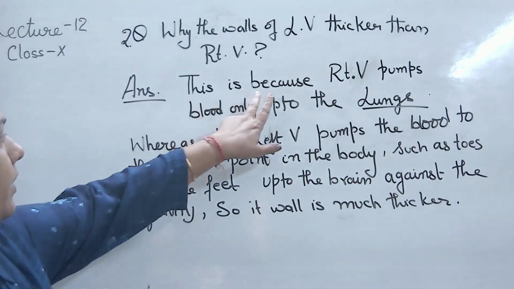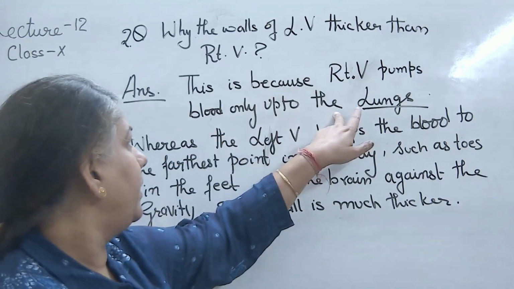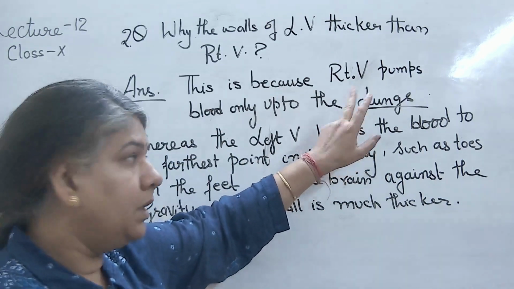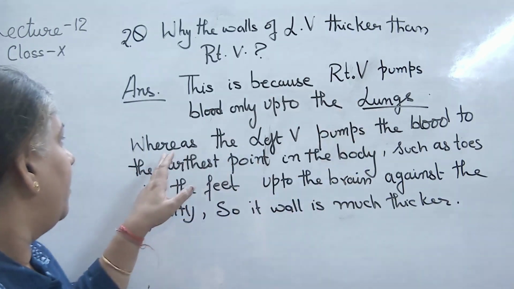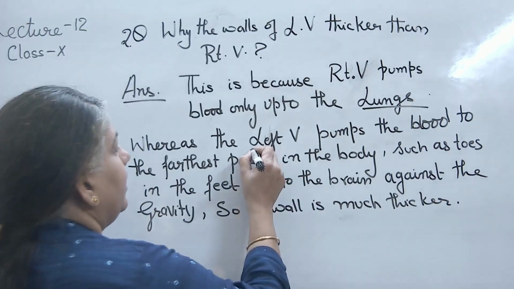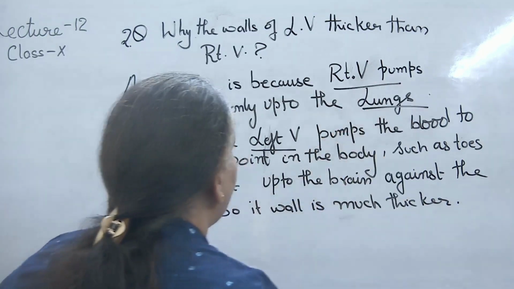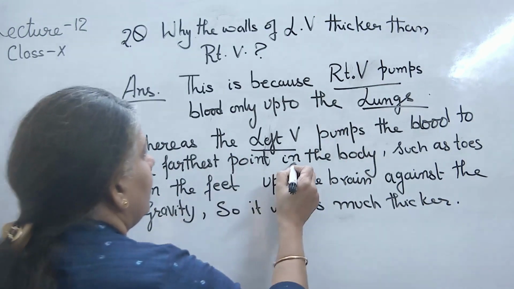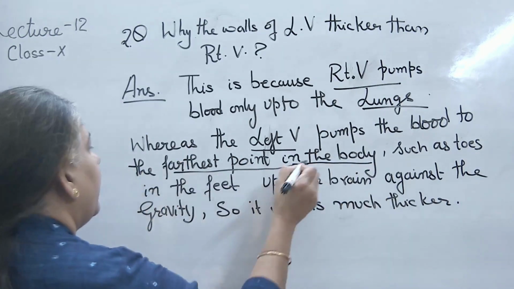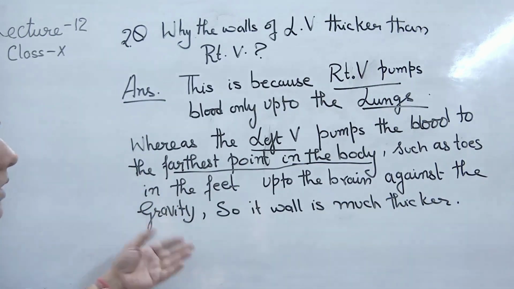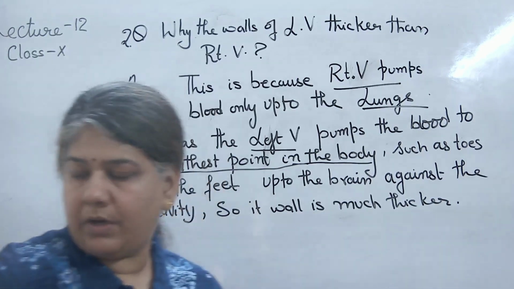So right ventricle pumps blood only up to the lungs, whereas the left ventricle pumps the blood to the whole body, the farthest point in the body. Hence, the walls are thicker. You may take the screenshot.